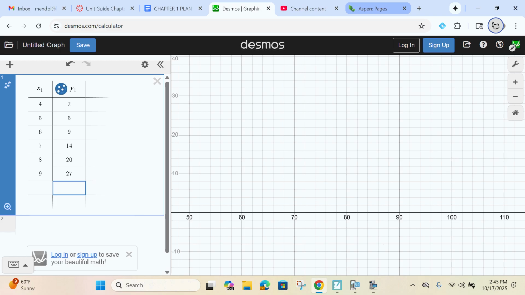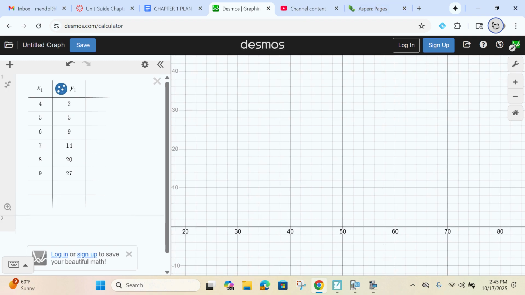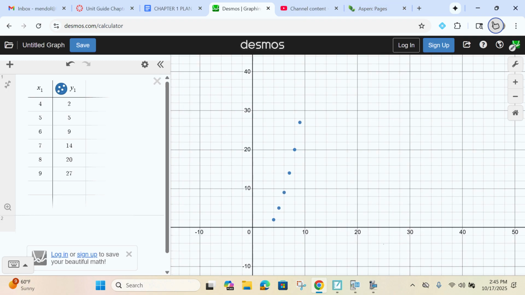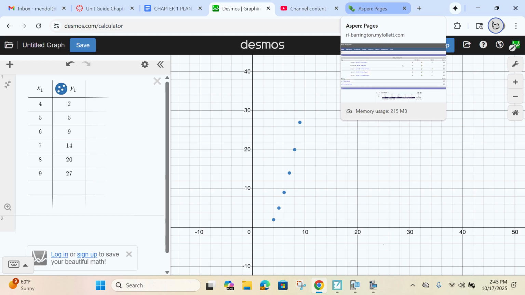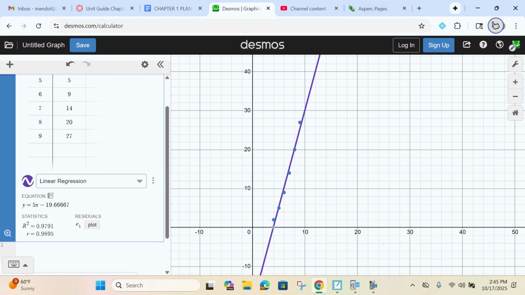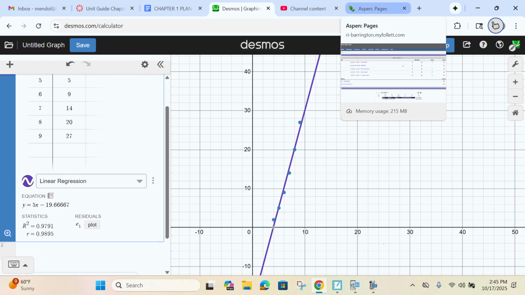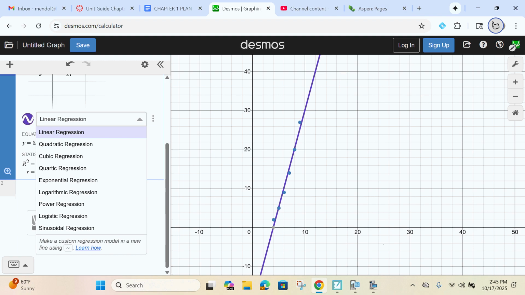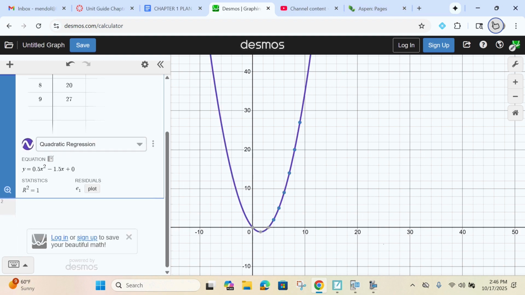So what you're going to do is fix your screen to see your points. There are my points. On this little left-hand side, if you just click it, it automatically does a drop-down for regressions. So look, that's exactly what we got: 5x minus 19 2/3. It gives you your R, again, pretty good correlation coefficient. Do the drop down, do quadratic regression. It gives you the exact equation.